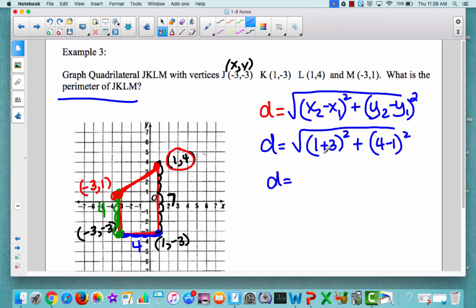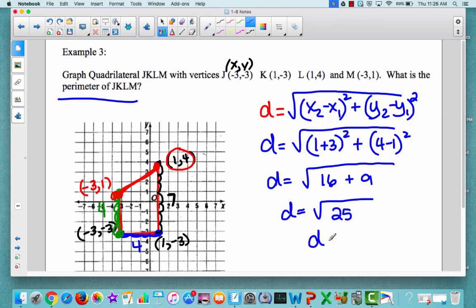So I get D equals 1 plus 3 is 4. 4 squared is 16 plus 4 minus 1 is 3. 3 squared is 9. 16 plus 9, I do that first, which is 25. Look at that. Coach Fred did a nice thing for you. The square root of 25 is 5. All right, so I'm going to put a 5 right there.